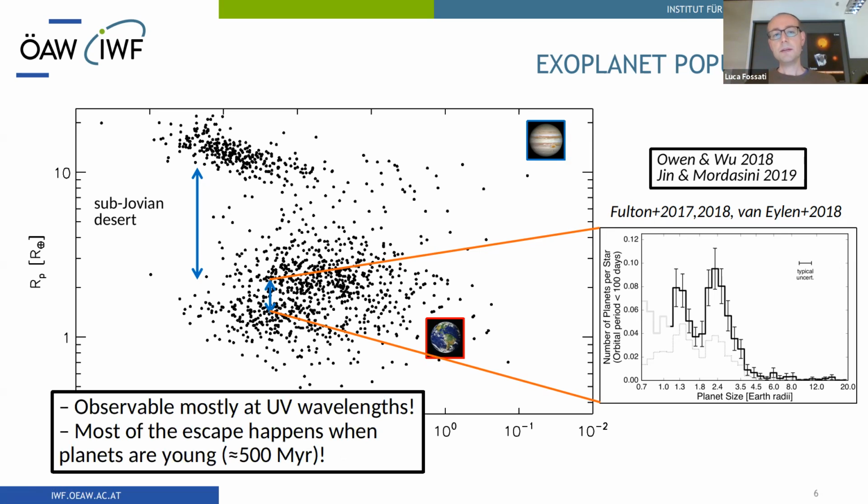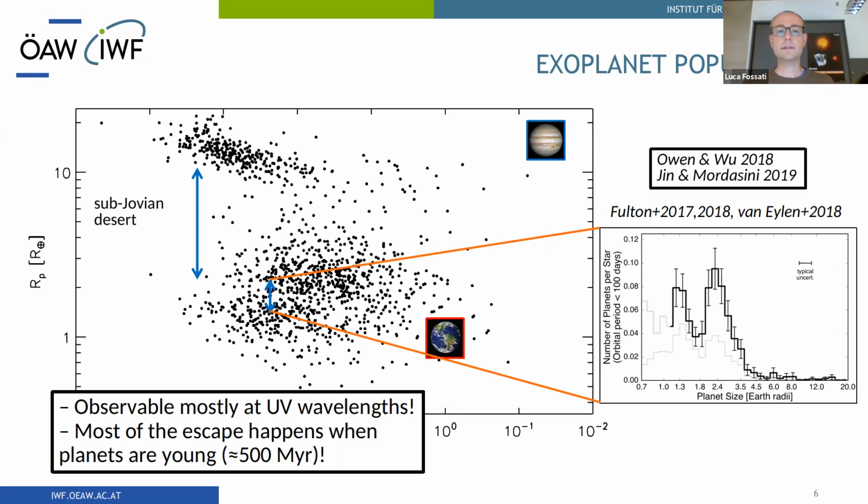There are two very important things to say. One is that the escape is observable mostly at UV wavelengths, and this is because of the typically low optical depth of tenuous upper atmospheres. And the second, also very important, is that most of the escape happens when planets are young, and in particular within the first 500 million years. And this is clear simply from looking at this plot.